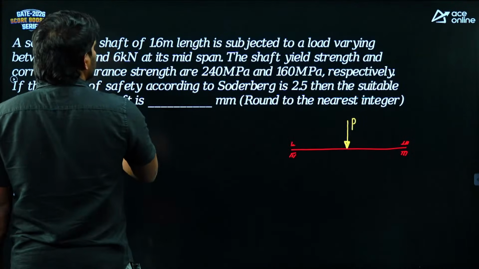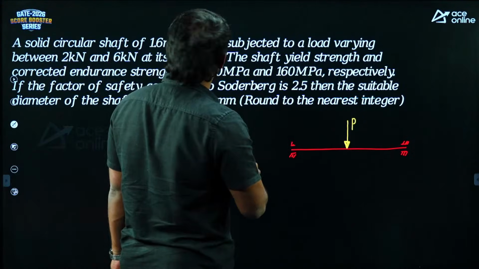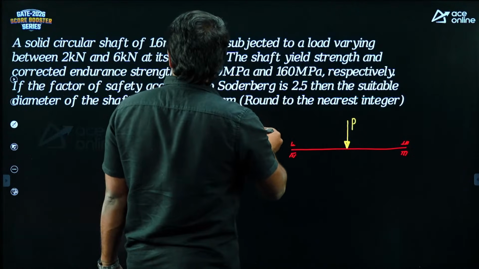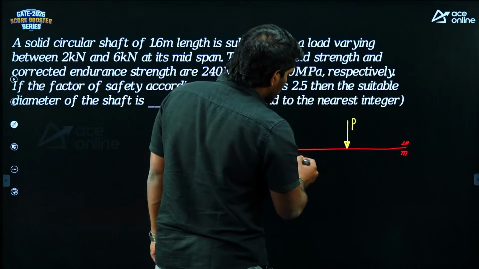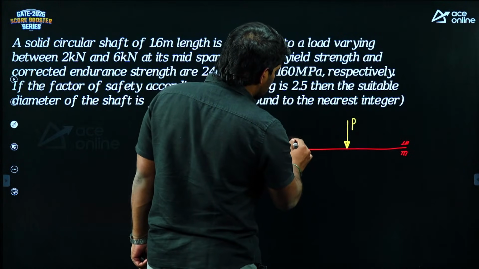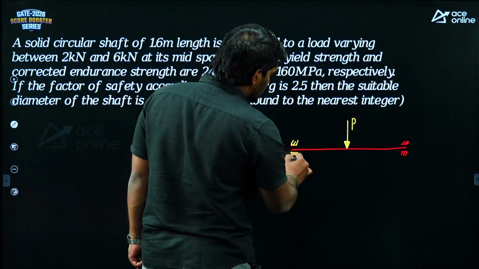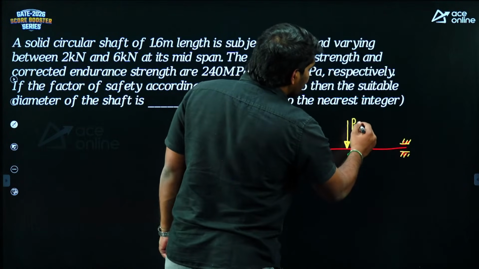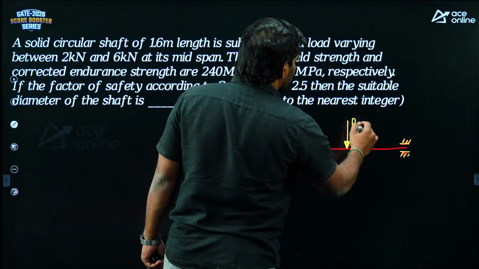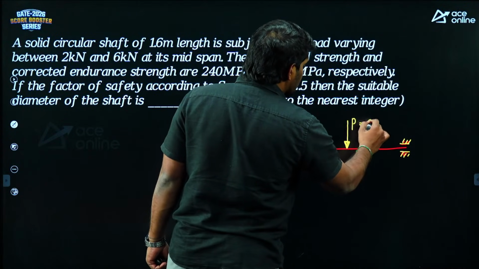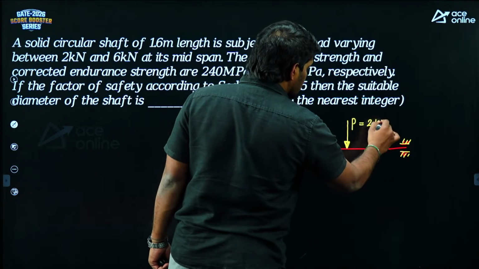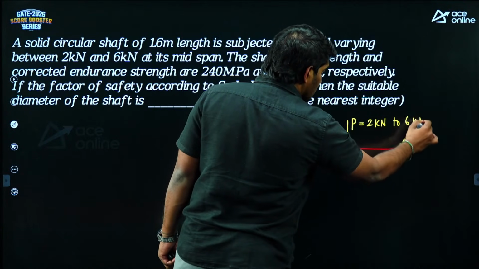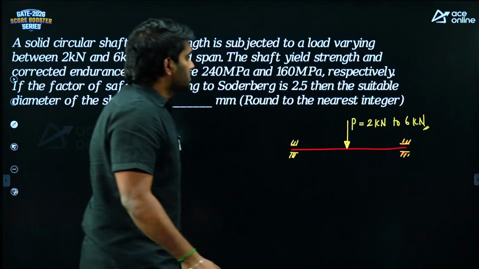So here it is subjected to a varying load. Actually this is represented as a simply supported beam. It has to be mentioned in the question as a simply supported beam. Do understand this. So here the value of P is varying from 2 kilonewton to 6 kilonewton respectively.